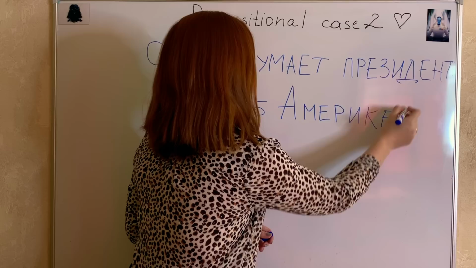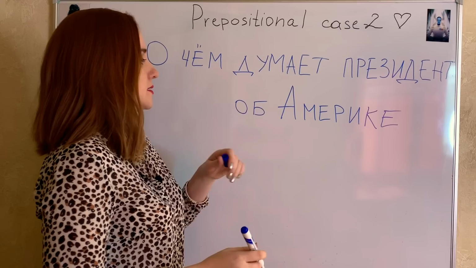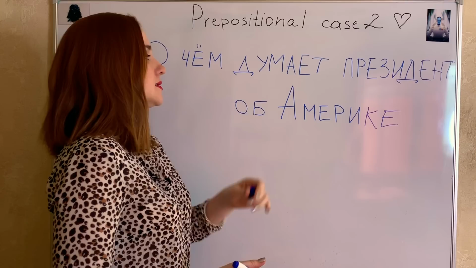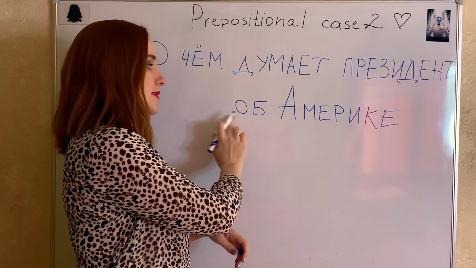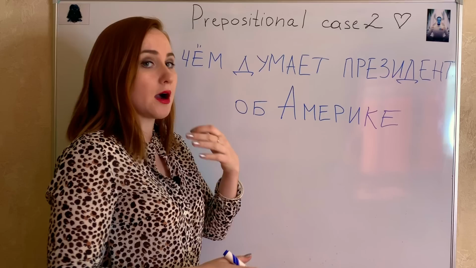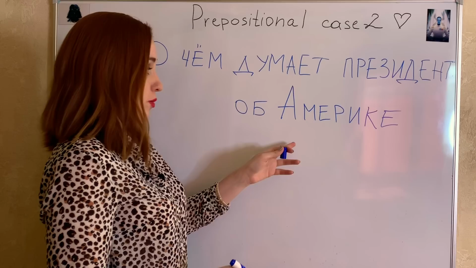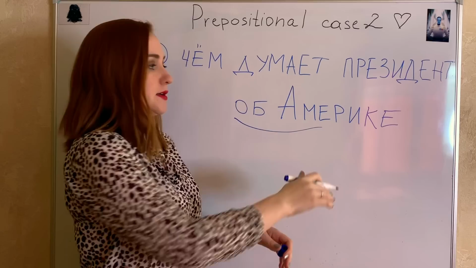Maybe it's the American president, so he thinks about, or maybe it's a Russian president, русский президент думает об Америке. Sometimes he thinks about the USA more than he thinks about Russia, unfortunately. So, об Америке. Again, the same rule about the vowel reduction can be applied here. Об Америке. It's not "об Америке." Он думает об Америке. It's like one word here.